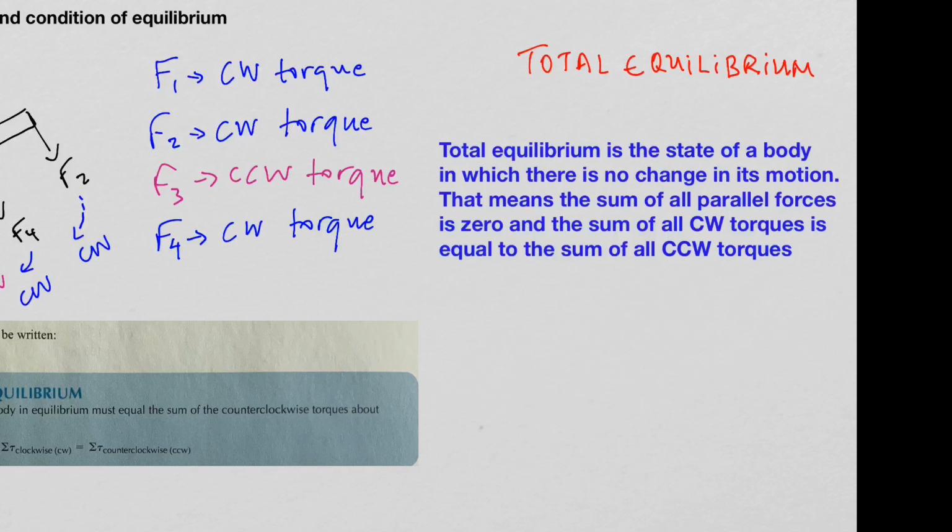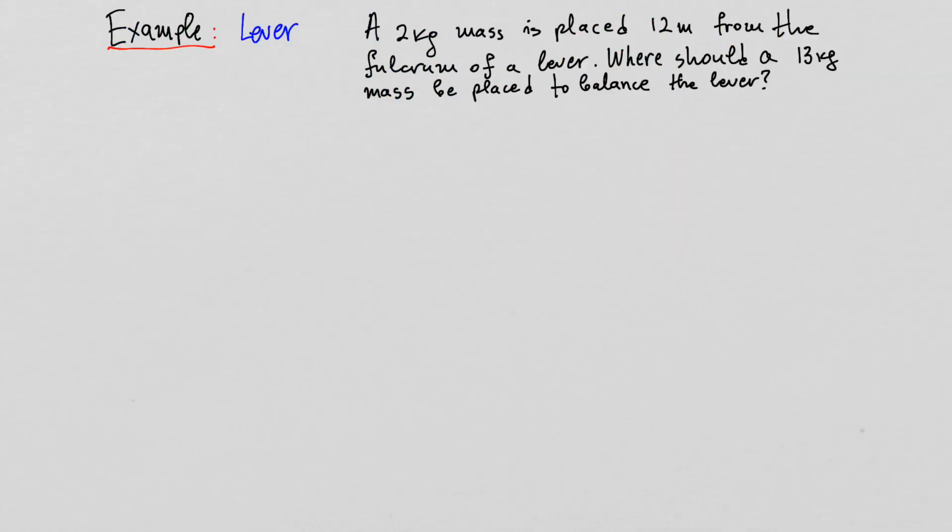And we are going to use that definition to solve some example problems using parallel forces equilibrium and torques equilibrium. The first example is about balancing a lever. A 2 kilogram mass is placed 12 meters from the fulcrum of a lever. The question is, where should a 13 kilogram mass be placed to balance the lever?